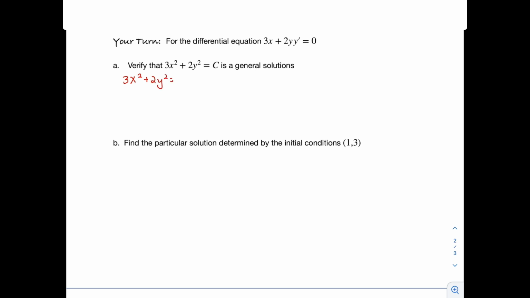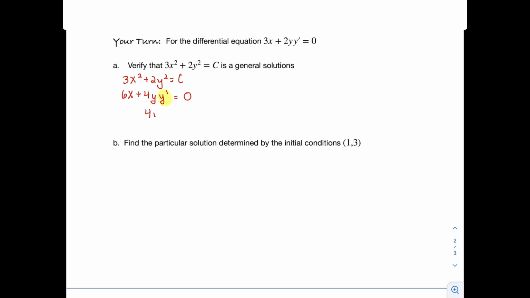So first thing we want to do is differentiate this general solution. So we find that that's 6x plus 4y times y prime. Now remember, I'm taking this as implicit differentiation. I'm always defining the derivative with respect to the x variable. So make sure you remember to tag on that y prime here.